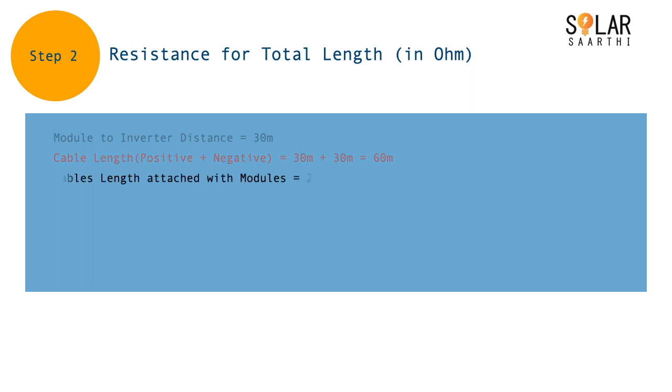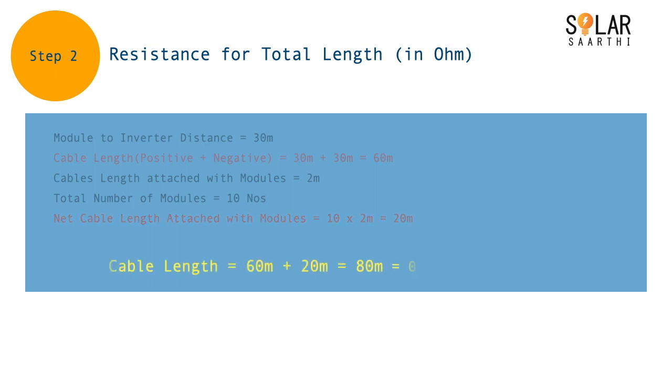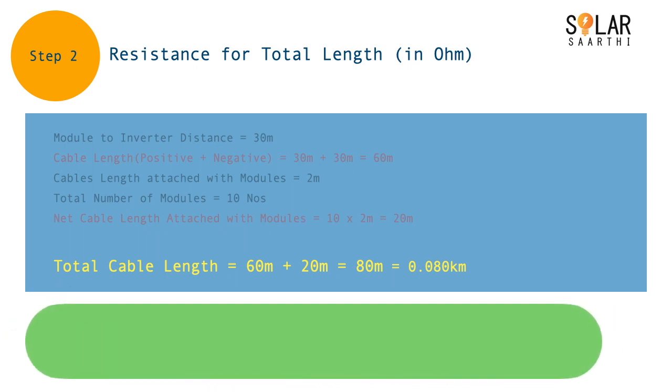So the cable length attached with the modules is 2 meters for each module. From the example, we know that we have 10 modules connected in series. So the total cable length will be 10 into 2, that is 20 meters. So the total cable length here is 60 meters that we have externally added, plus 20 meters that is already with the modules. So total 80 meters, or we can say 0.08 kilometer is the total cable length that needs to be used for the voltage drop calculation.